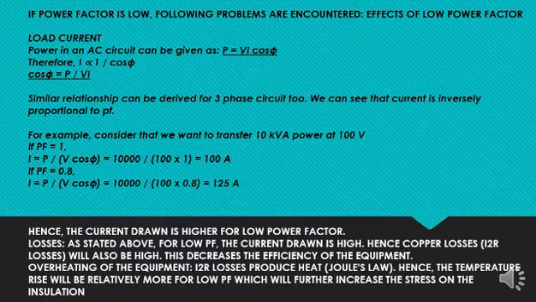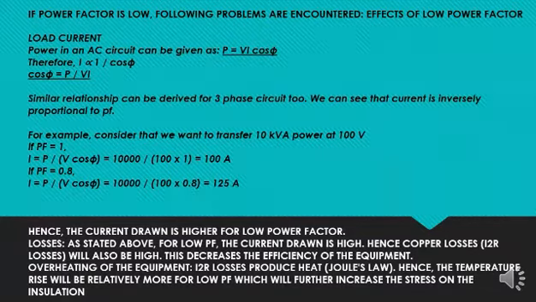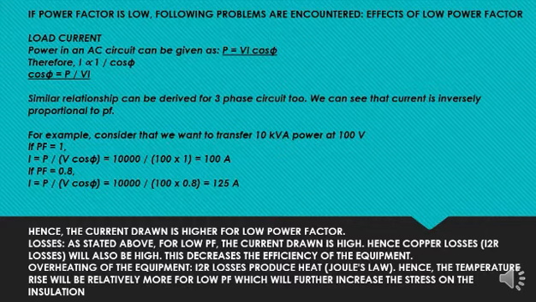So, as you can see here, as the current goes higher, the copper loss also goes higher, and it decreases the efficiency of the equipment, resulting in overheating. More heat is produced, and the temperature will rise relatively more for low PF.